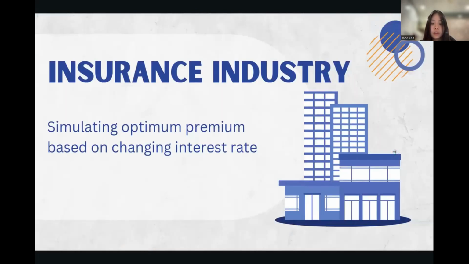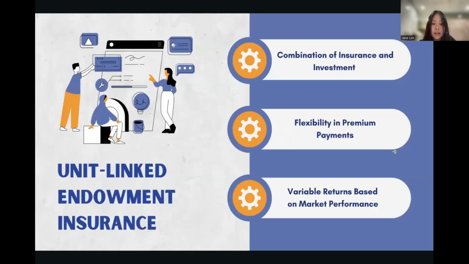Now, we will focus on unit-linked endowment policies, where we simulate optimum premiums for these policies amidst changing interest rates. There are several characteristics for unit-linked endowment insurance. First, they combine life insurance coverage with investment opportunities. A portion of the premiums paid by the policyholder is used to provide life insurance coverage, while the remaining is invested in various types of investment funds. This setup offers both the benefit of life insurance protection and the potential for capital growth through investments.